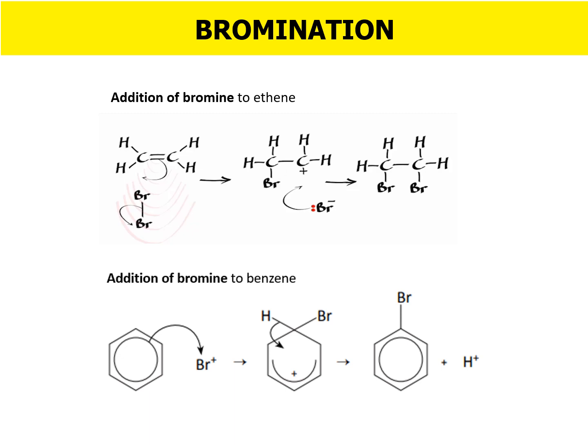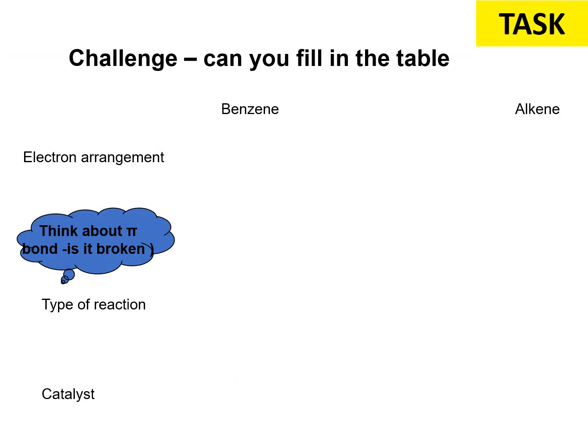Benzene undergoes substitution reactions. This is where one or more of the hydrogen atoms is replaced by another atom or group. The organic product formed retains the delocalized ring of electrons and hence the stability of the ring.